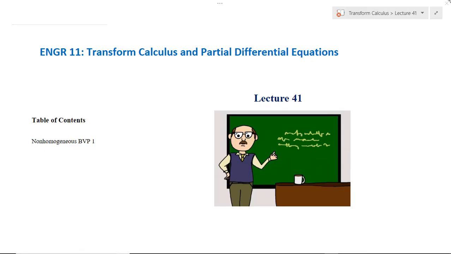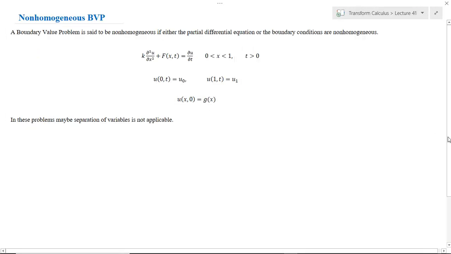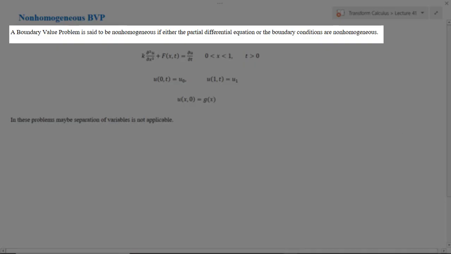In this lecture, I want to talk about non-homogeneous boundary value problems and their solution. First of all, we have to know what a non-homogeneous boundary value problem is. I already explained in the past lectures: a boundary value problem is said to be non-homogeneous if either the partial differential equation or boundary conditions are non-homogeneous.